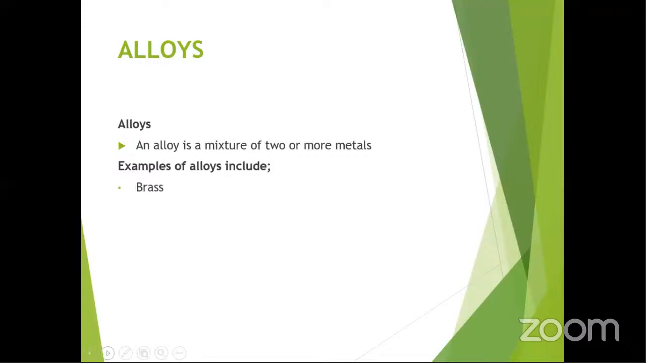The first one is brass. Very correct. Tomorrow or next week, when we are meeting again, we are going to look at this. Which metals help us to get brass? Because we say that alloying is just mixing two or more metals. So which metals will help us to get brass?